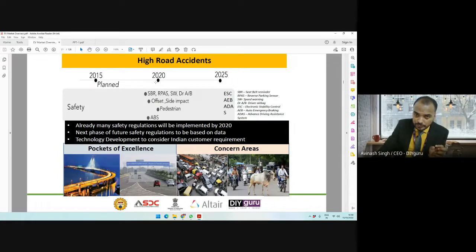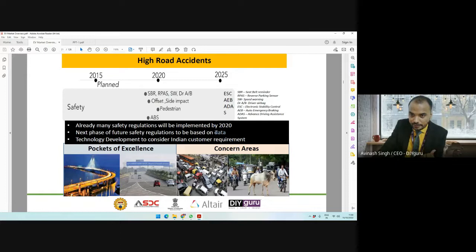After 2020, I mean the period where we are right now, between 2020 to 2025, new technologies related to electronic stability control, AEB which stands for auto emergency braking, ADAS which stands for advanced driving assistance system. These are introduced right now to minimize the number of road accidents that we see. Already many safety regulations will be implemented by 2020. This is a bit past. I mean, by 2020, lots has been implemented. By 2025, many more will be implemented. The next phase of future safety regulations is to be based on data.